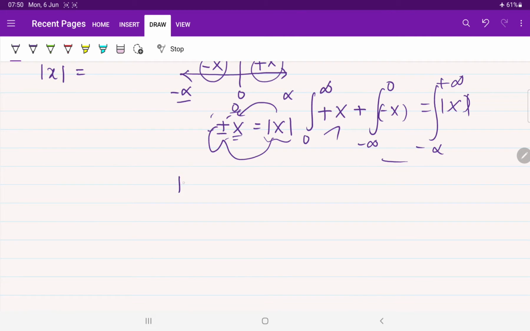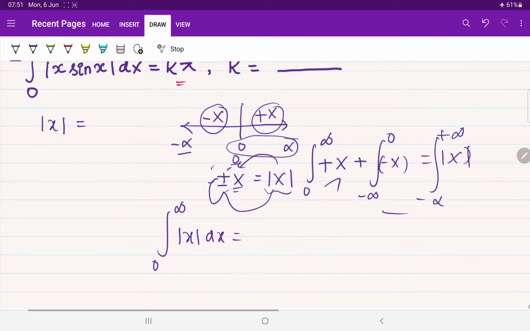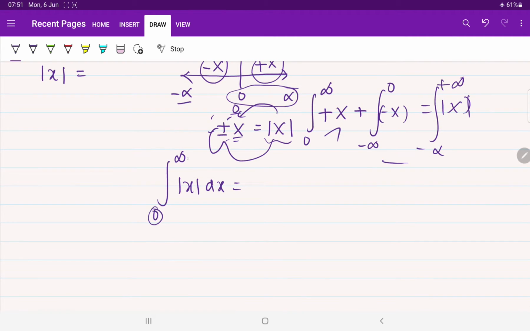Suppose mod x is given with respect to dx, whereas the limit is simply defined as 0 to plus infinity. How will you write this function now? We can say, sir, throughout the duration from 0 to infinity, x will always be positive, yes or no? The limit is given as 0 to infinity, and we know from 0 to infinity the x value is always positive. In that case you can directly replace mod x by x, consider the same limit, and proceed further.